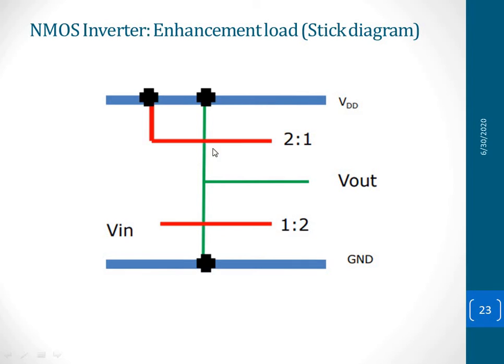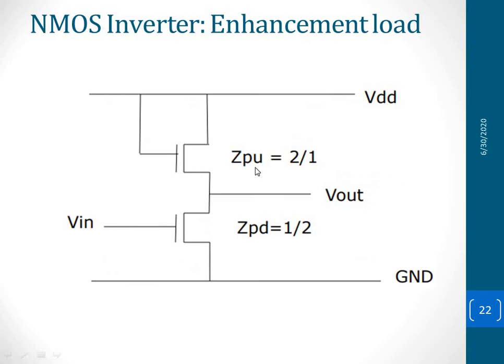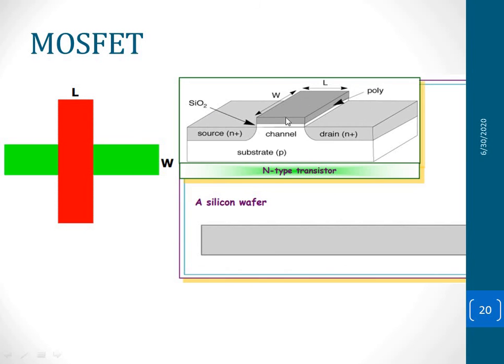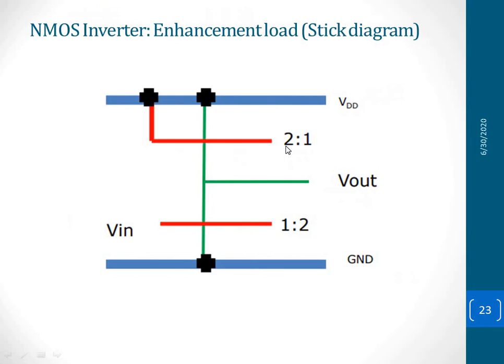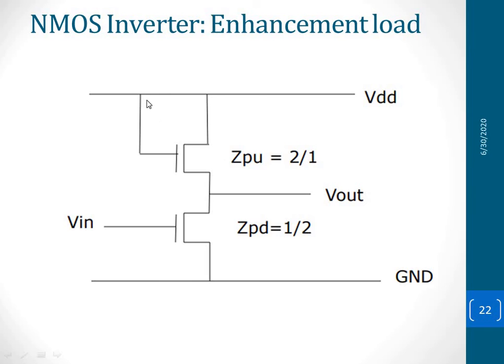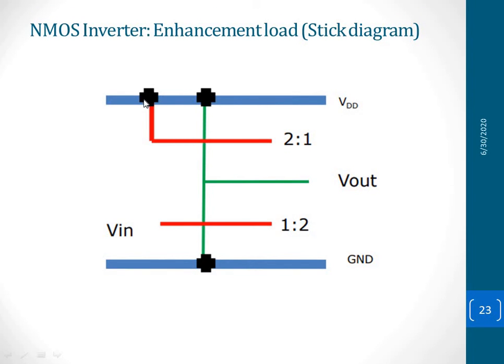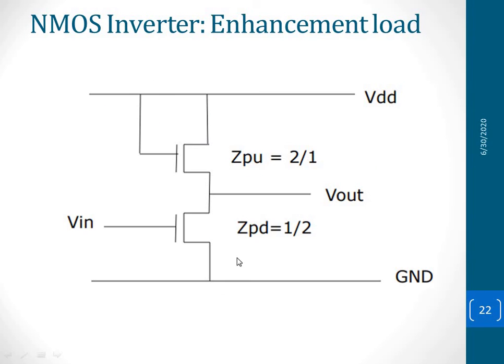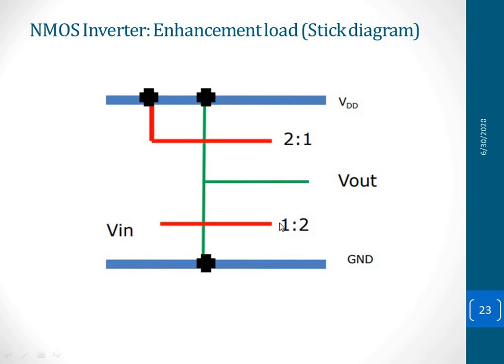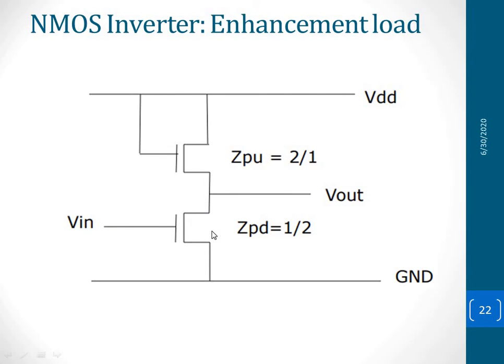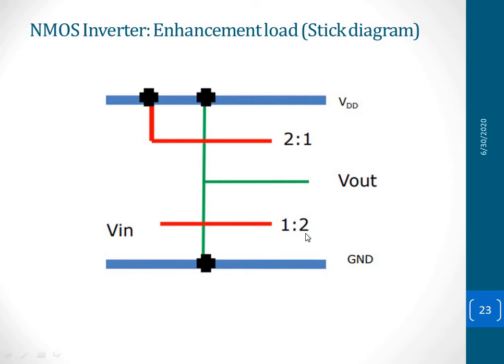Then you can see NMOS is made up of the green active line, that is the N plus diffusion, and polysilicon is for the gate structure that we have seen in the previous diagram. You can see here, VDD is connected to polysilicon. This is the active material for N, and for the next polysilicon we are giving the gate as input. So here the input is given.